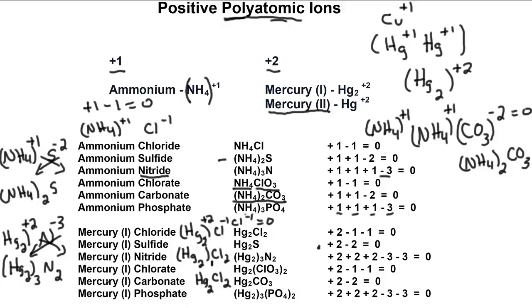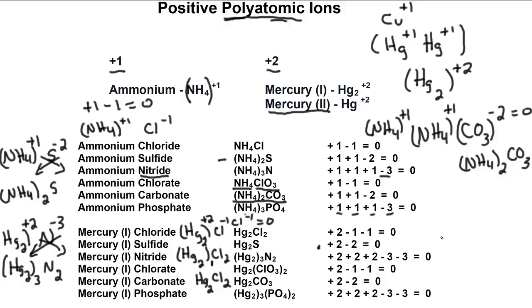So it shouldn't be any surprise that mercury 1 chlorate: mercury 1 has a +2 charge, chlorate has a -1 charge, so I'm going to need 2 of the chlorate ions and 1 of the mercury 2 ions. Mercury 1 carbonate. Mercury 1 has a +2 charge, carbonate, -2 charge.